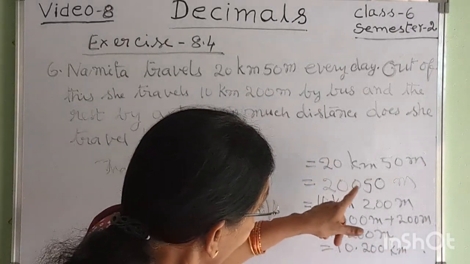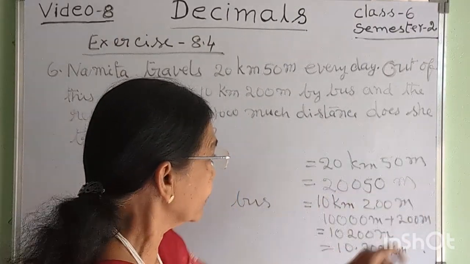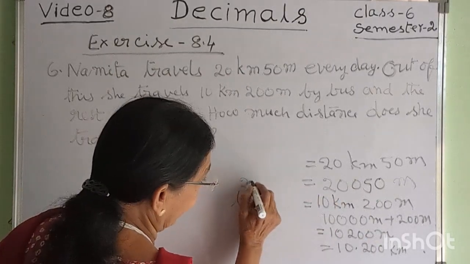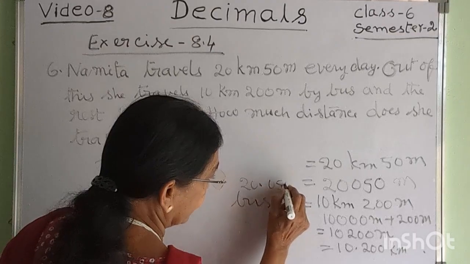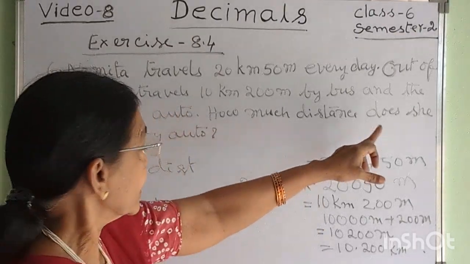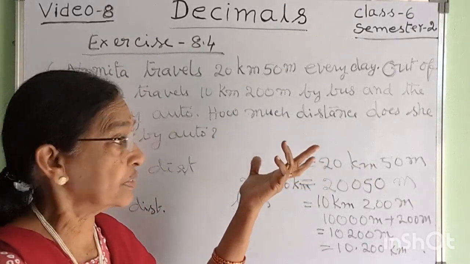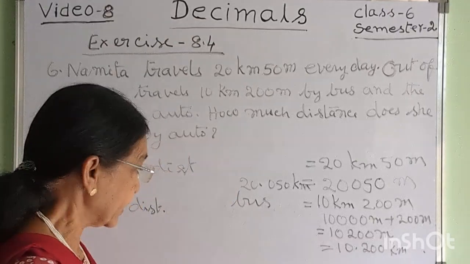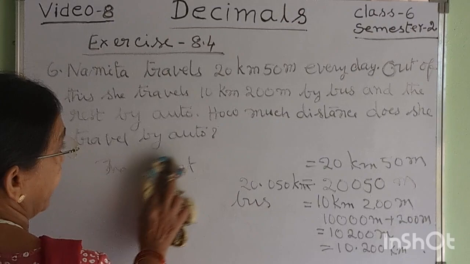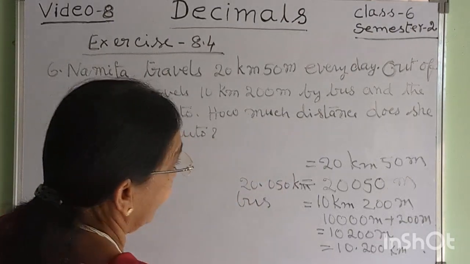10.200 kilometer. Here 20,050 meter, converting it into kilometer by dividing by 1000, we get 20.050 kilometer. How much distance does she travel by auto? The remaining distance she travels by auto. Therefore, the distance she travels by auto is equal to total distance minus the distance she travels by bus.